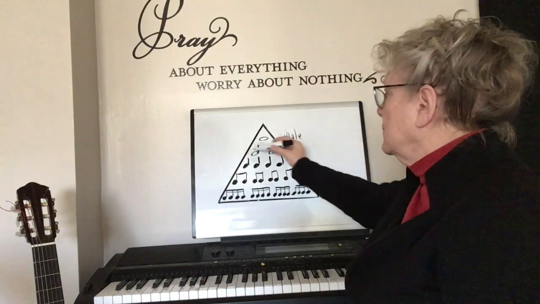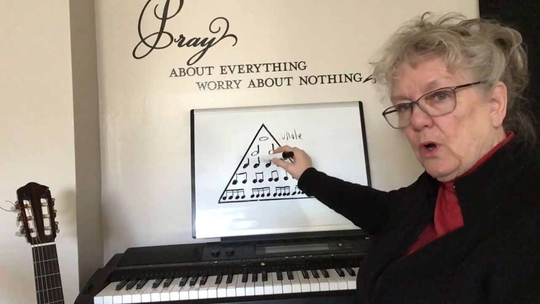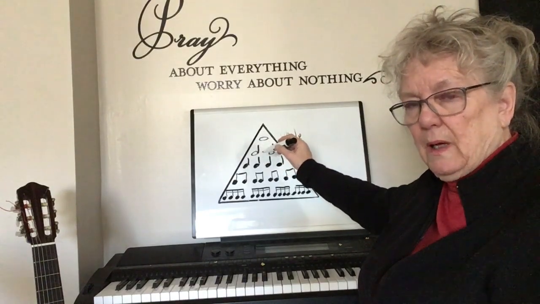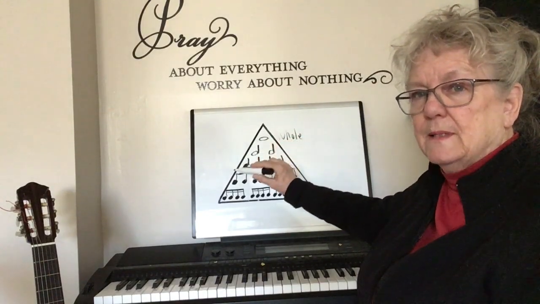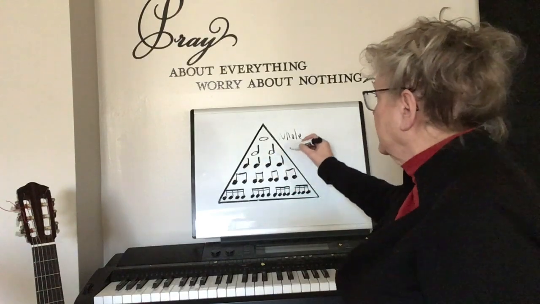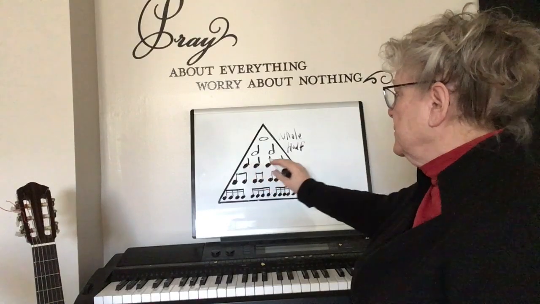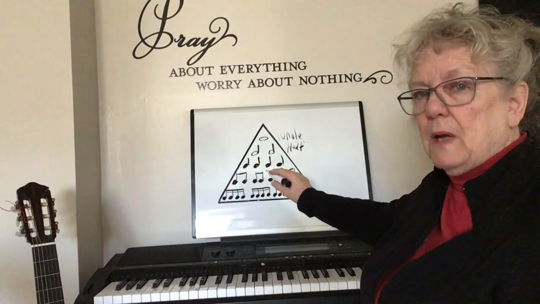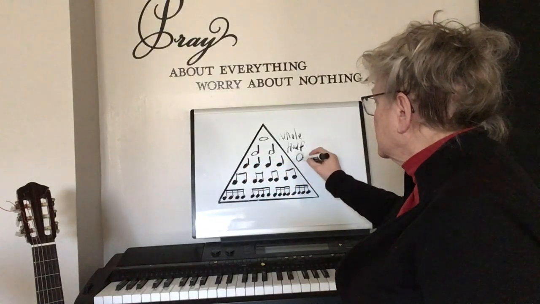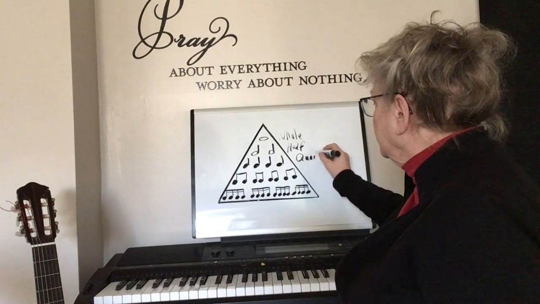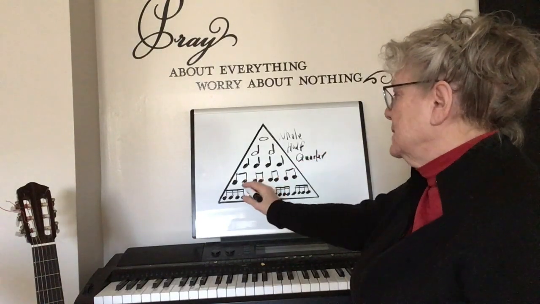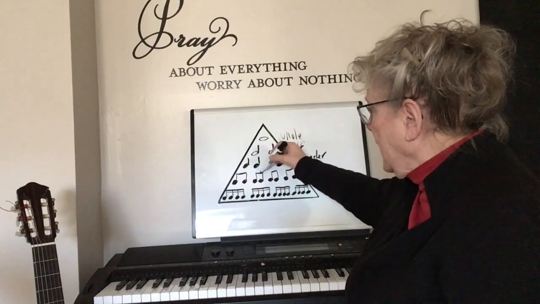W-H-O-L-E. Underneath it are the 2 that are empty in the middle and have a line up and down. That makes them half notes. Underneath that are the ones that are filled in black. Those are quarter notes. The ones that are filled in black and have flags.